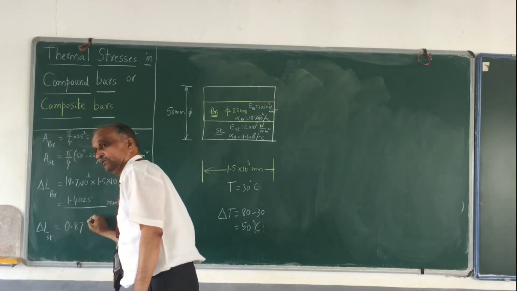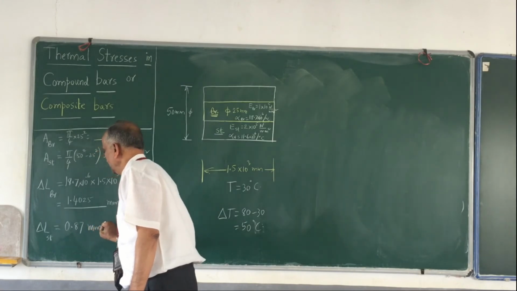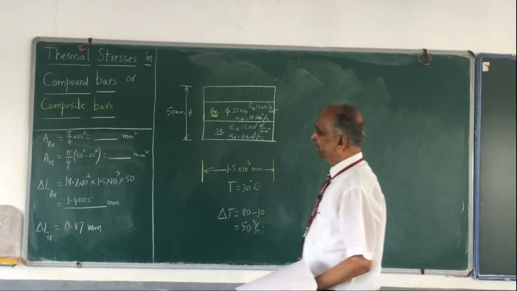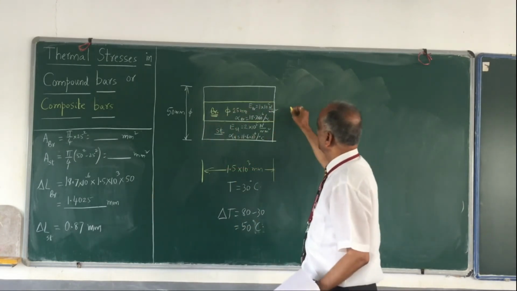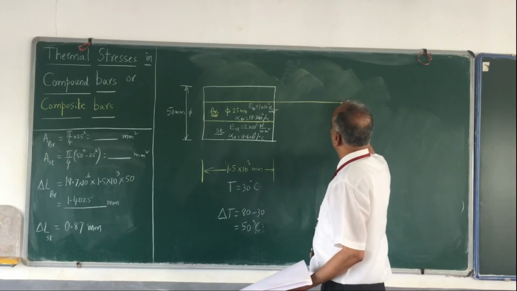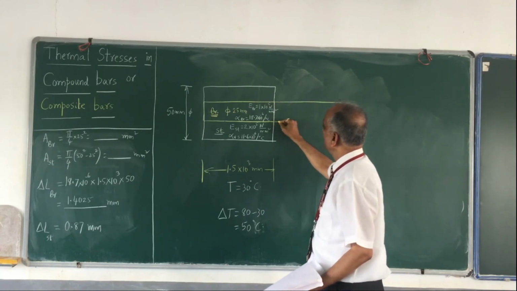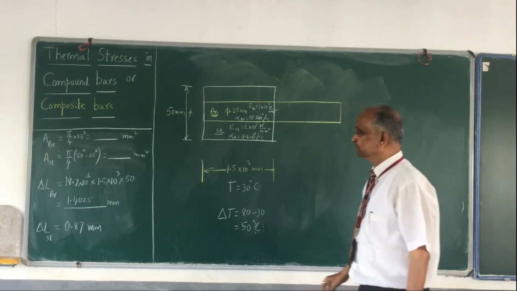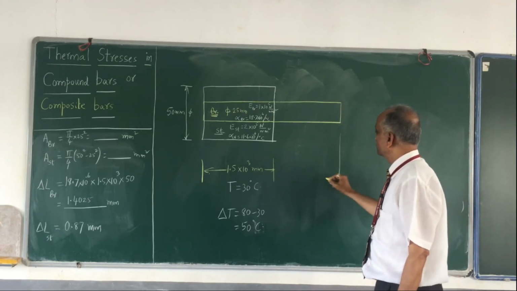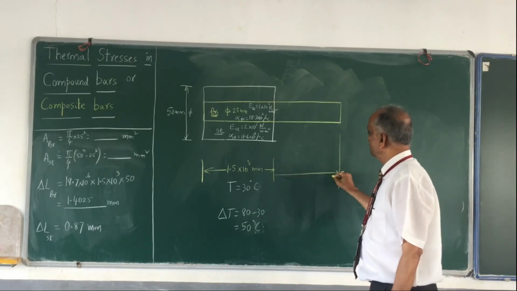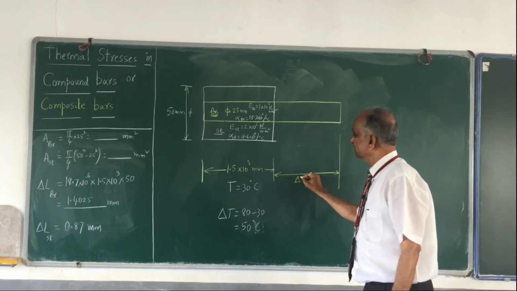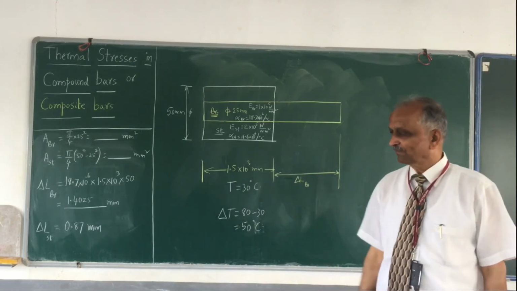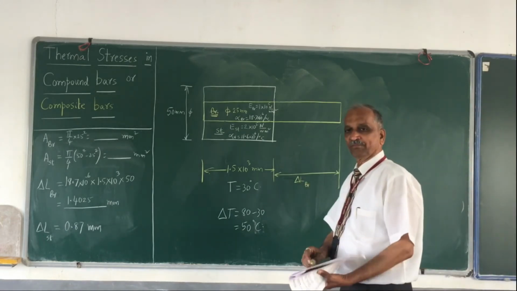0.87 millimeter. Okay, so now let me go back here. What may happen? The brass has undergone a longer extension. I am showing it, and I want to write down the equation to make it easy to understand. Suppose this is the length. How much is this? This length is delta L of brass. I shall substitute later on, which I know already.